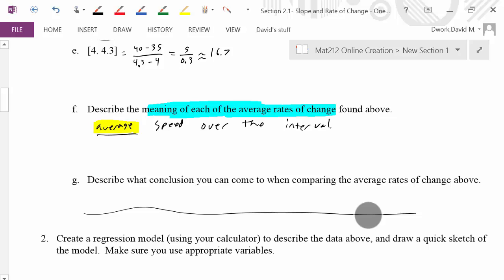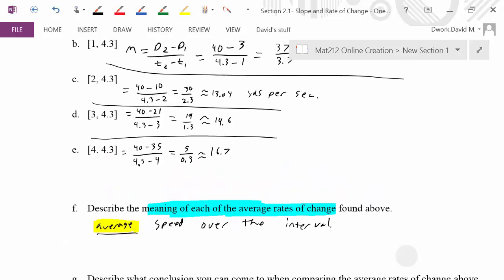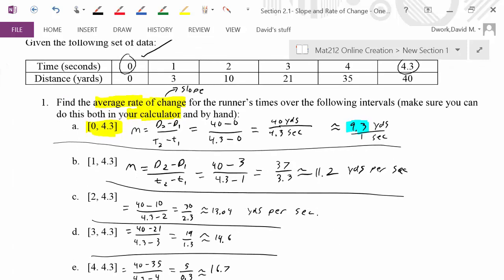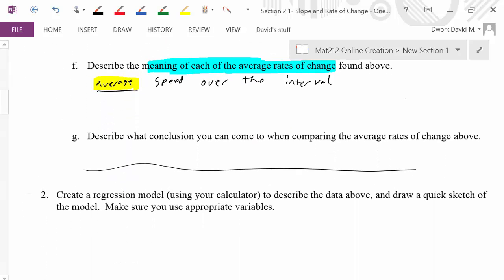Okay, so hopefully that makes sense. And I would add on an extra question of saying, can you venture to guess what you think maybe the runner's top speed would be? Do you think they are approaching their maximum speed at 16.7 yards per second, or do you think they'll continue going up? Think about it. Just a challenging thought.